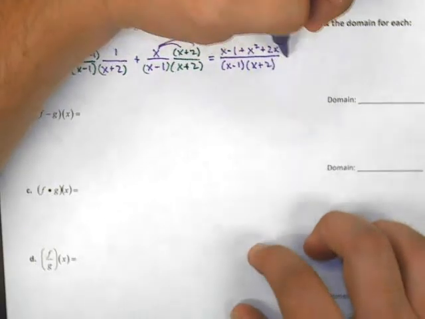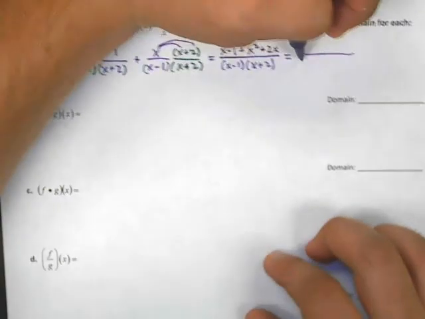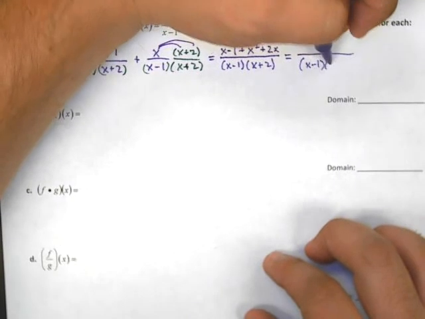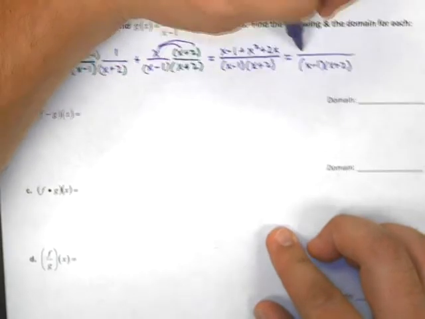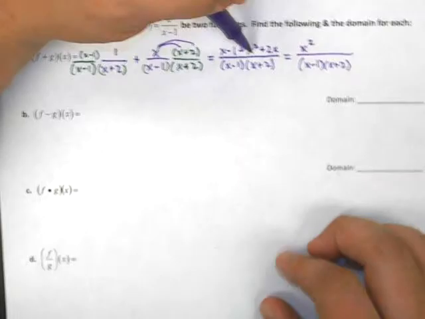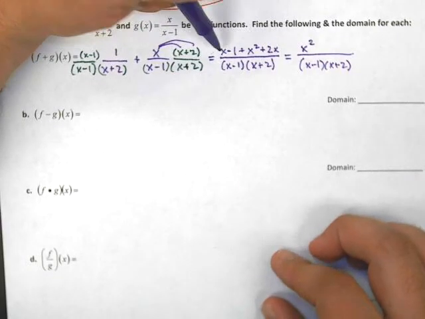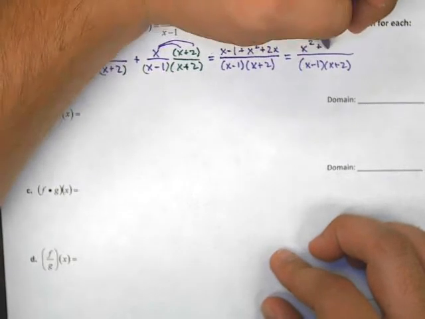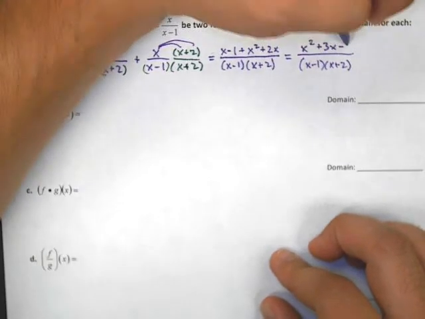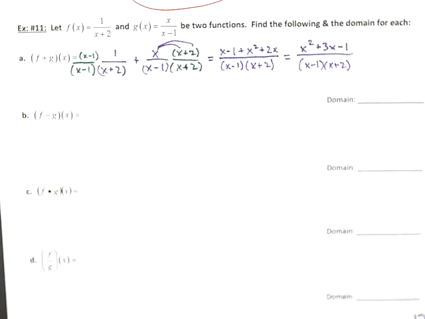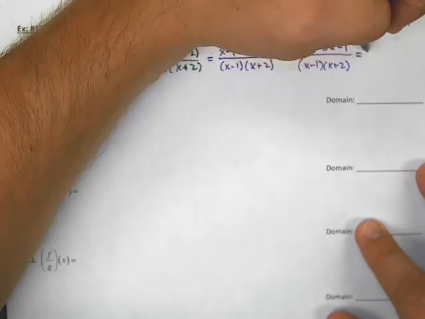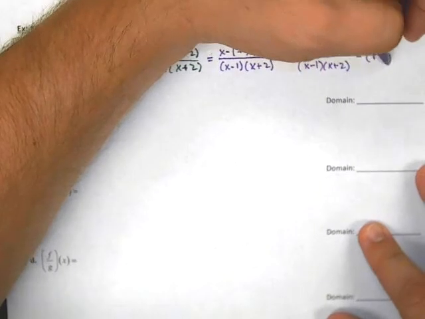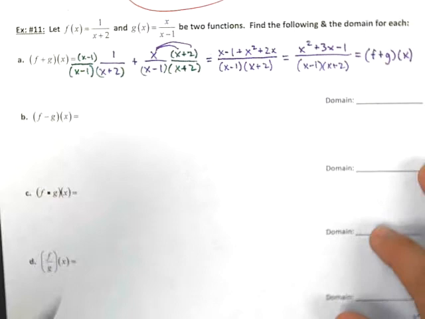Alright, so we're almost done here. One more time. X minus 1, x plus 2, and then what do we have here? X squared, because we want to go in standard form. So x squared, and then we have a positive x, positive 2x, so positive 3x, and then lastly a negative 1. Alright, so now we know that this is f plus g of x, which is nice. We wanted that for sure.